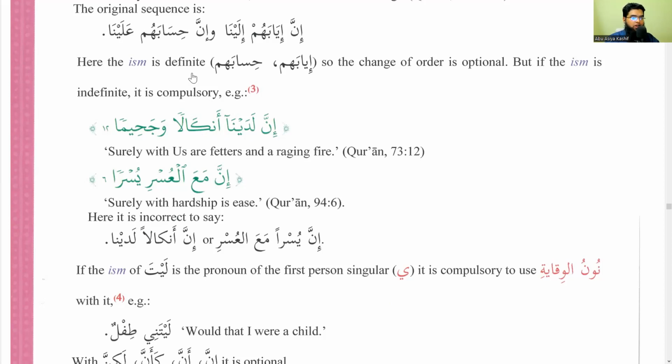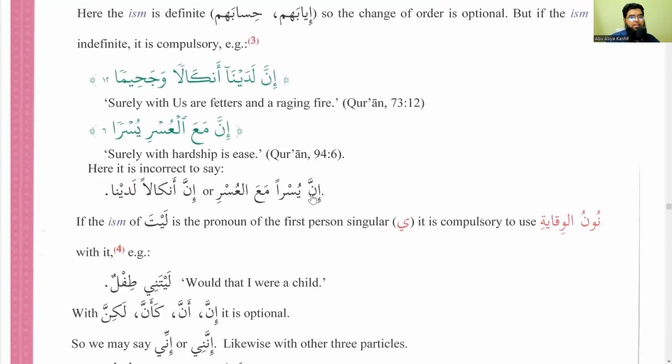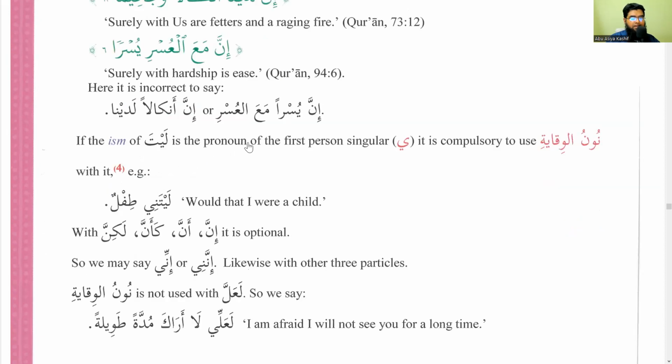Inna ma'al usri yusra. Even here, inna, where's the ismu inna? Here, late. Why late? Because this is nakira, tanween. And ma'al usri is zarf, the khabar of inna. Here it is incorrect to say inna yusran ma'al usri. This is incorrect. You cannot start with nakira, no? Very bad. Inna ankalan ladena. This is also incorrect.